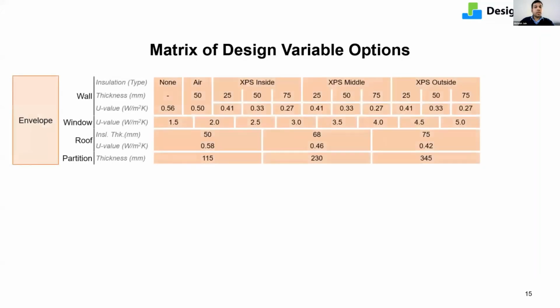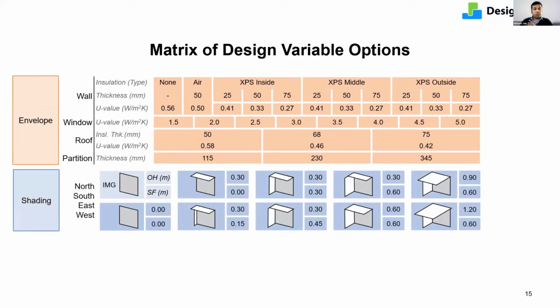So the first category looks at the envelope and thermal performance. It has options based on varying the insulation thickness in the walls and roof. And the issue of thermal mass is explored by changing the location of the insulation in the external wall and also varying the thickness of the partitions. Window construction focuses on the U value of the windows.